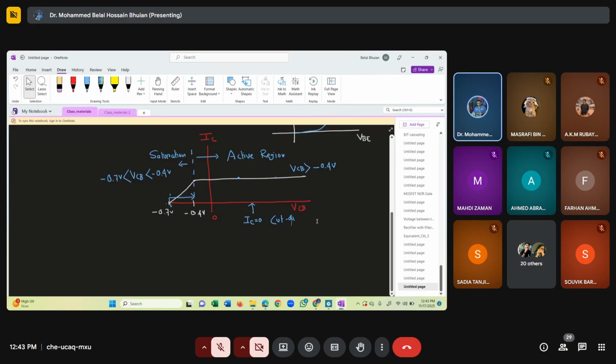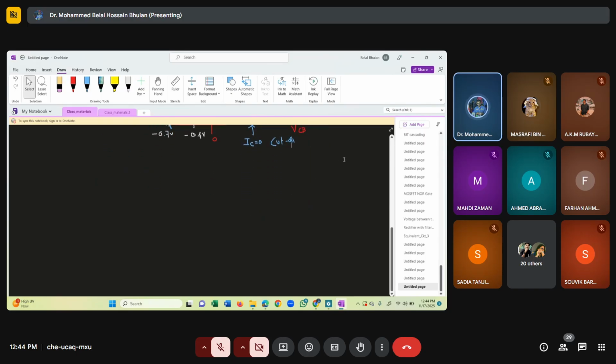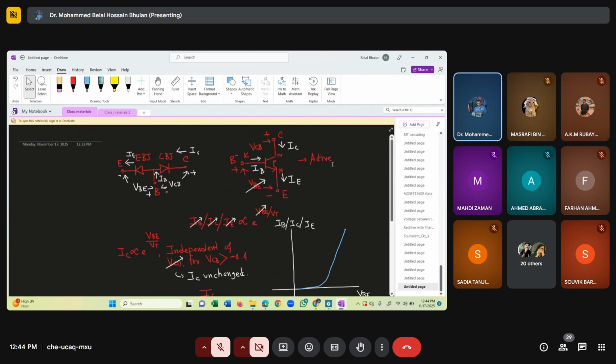So now, how are we going to determine this? What statement can we write? What are the conditions that must be satisfied for the BJT to be operating either in saturation region, or in active region, or in cutoff region, or in forward active region? So let's find out the general statement. For that I need to know the BJT.